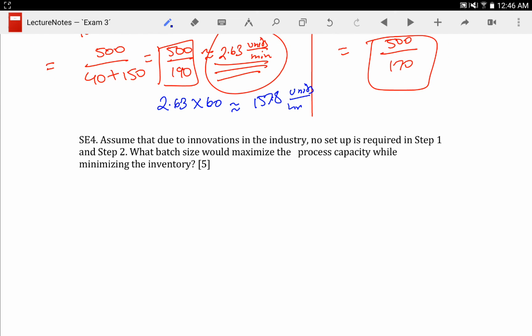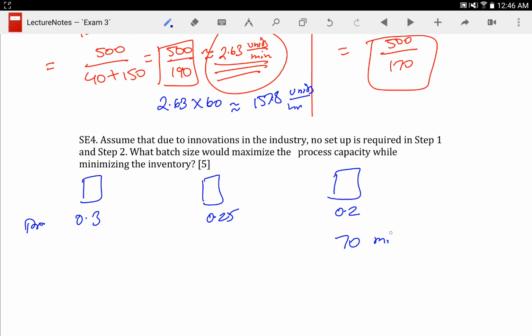Again, if you can't see it right away, the best way is to make the picture again. The processing times is 0.3, 0.25. Here it's 0.2, but there is a setup of 70 minutes. Okay, everything is in minutes. Remember, the setup time here and here does not exist anymore. So this becomes a simple task.